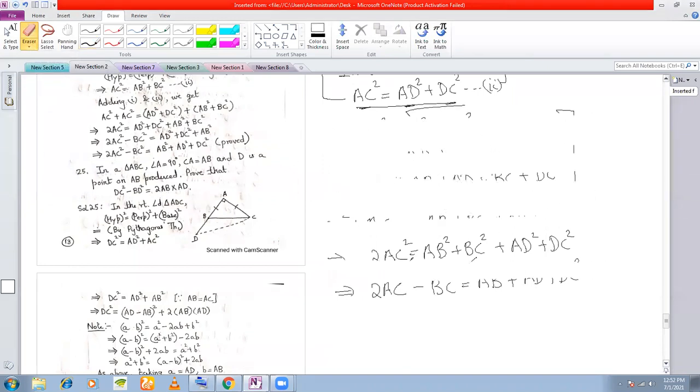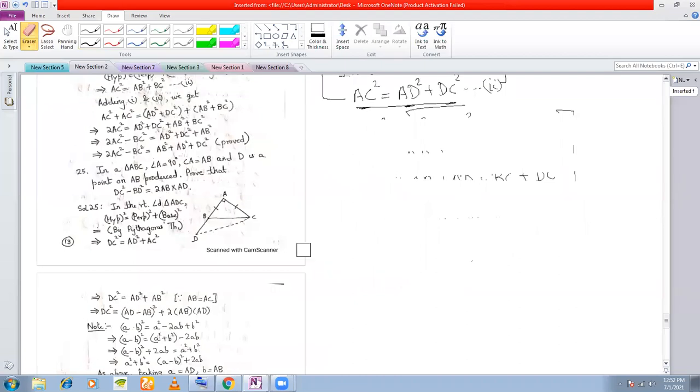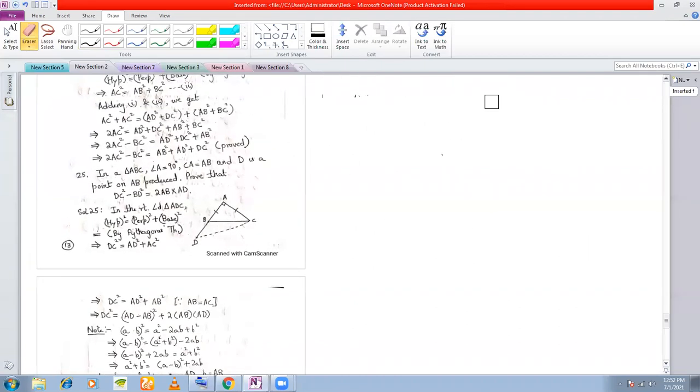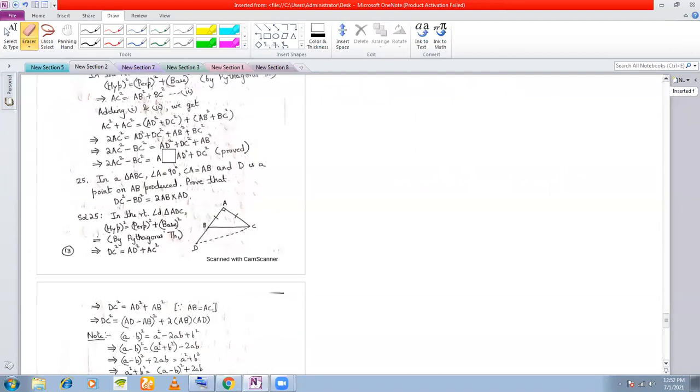We'll move on to the last problem. Yes, sir. From Pythagoras theorem. And last problem is the toughest of all. Okay, only if you are unlucky, you will get such problem in the question paper.